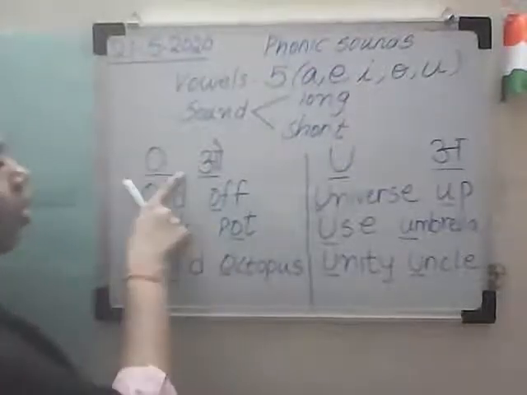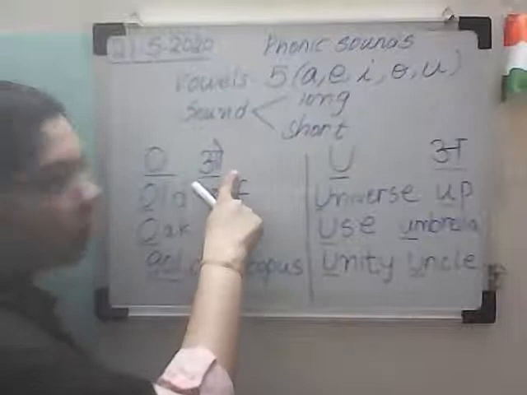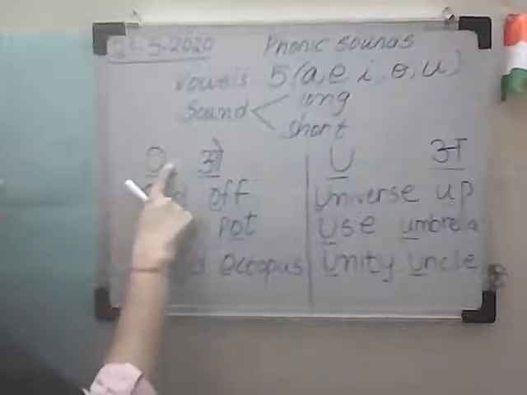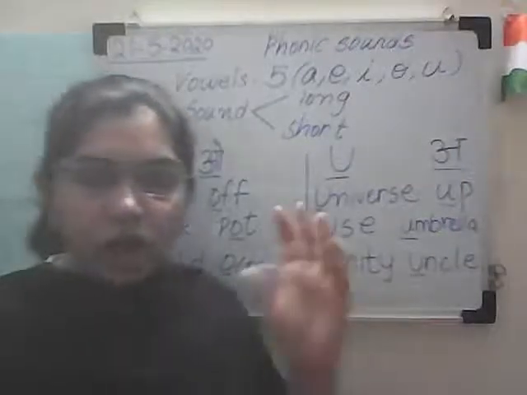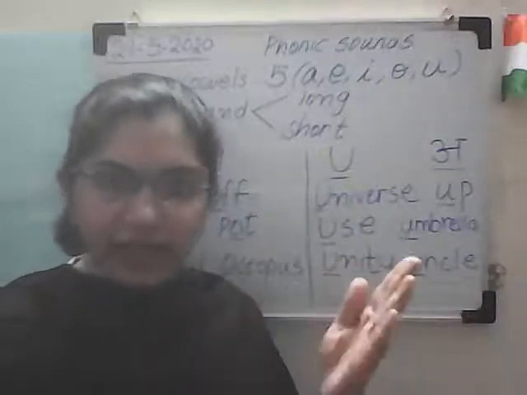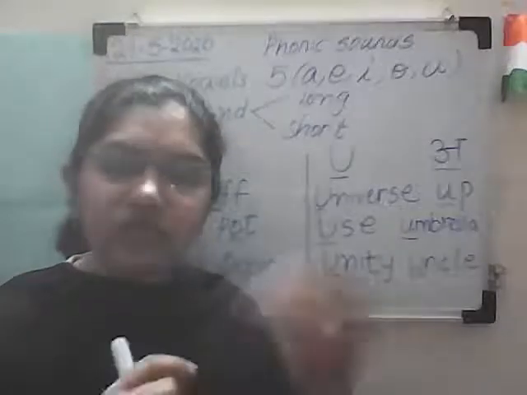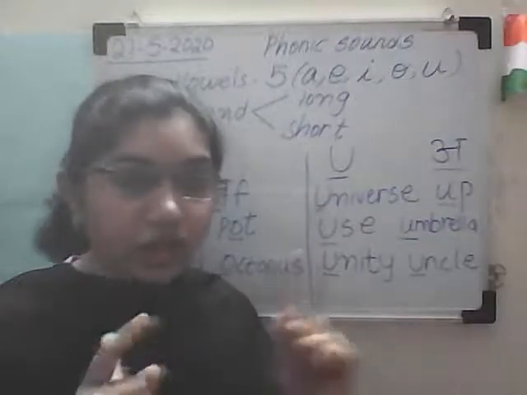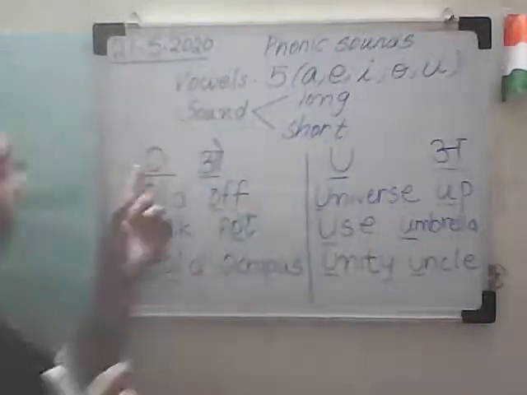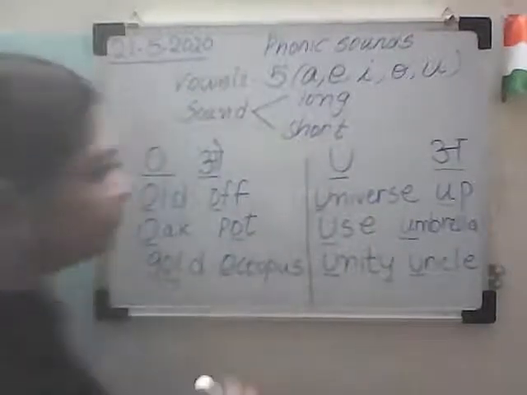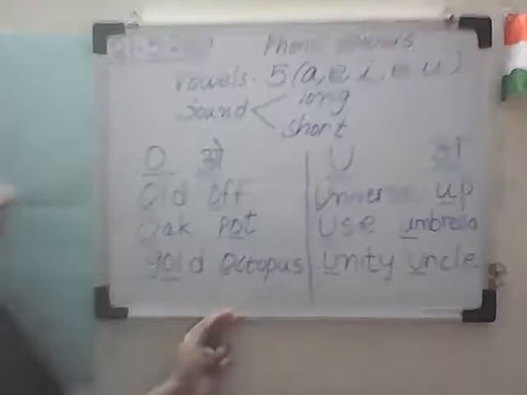So, O ki sound hai O. U ki sound hai A. Always remember, long vowel sounds, jo letter hai, sound bhi wohi hai. Short vowel sounds vary, wo change hote hain. Lekin long vowel sounds, jaisa aapka letter hai, O aapka letter hai, to wohi sound hai. U aapka letter hai, to U sound hai. So we will see all sounds together.